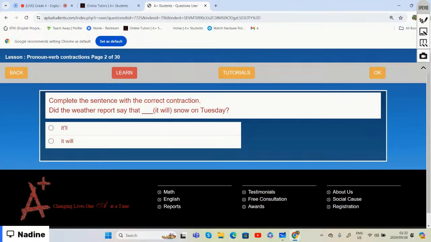So did the weather report say that it will snow on Tuesday? So do we say it will? Is it option one or option two? Which one is correct?